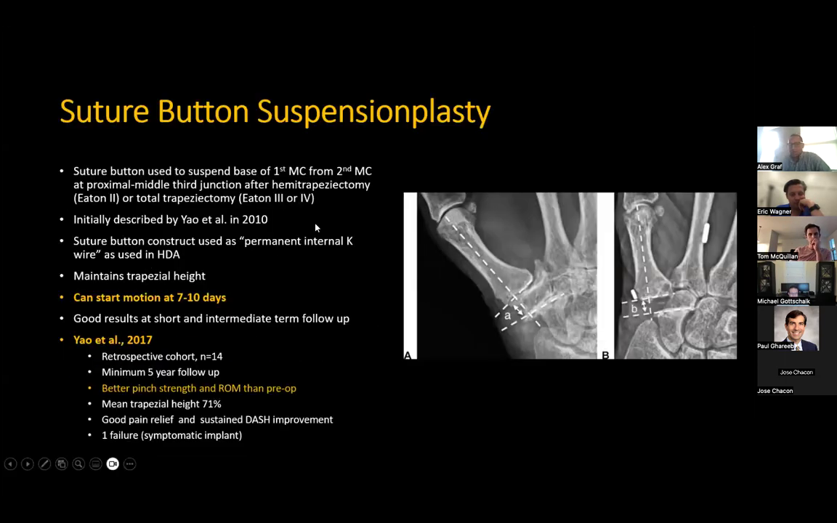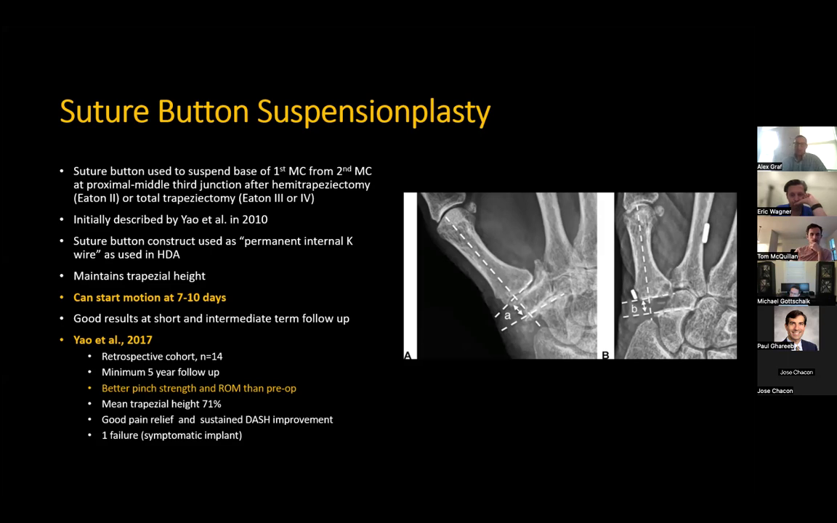When we talk about suture button suspension plasty, this is the tightrope. This was eventually developed by Yao in 2010. It's undergone some iterations of design. The first issue was that they would use a bigger size K-wire, and so there were issues with second metacarpal fractures. Now the latest generation has a much smaller K-wire, and that has gone down significantly.